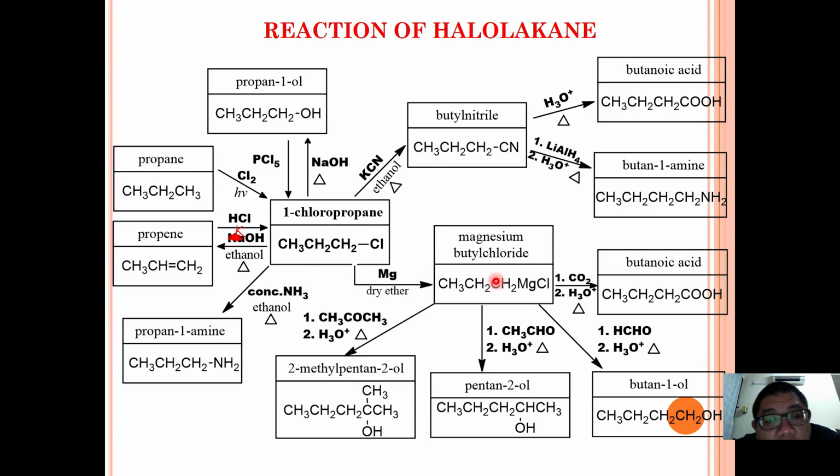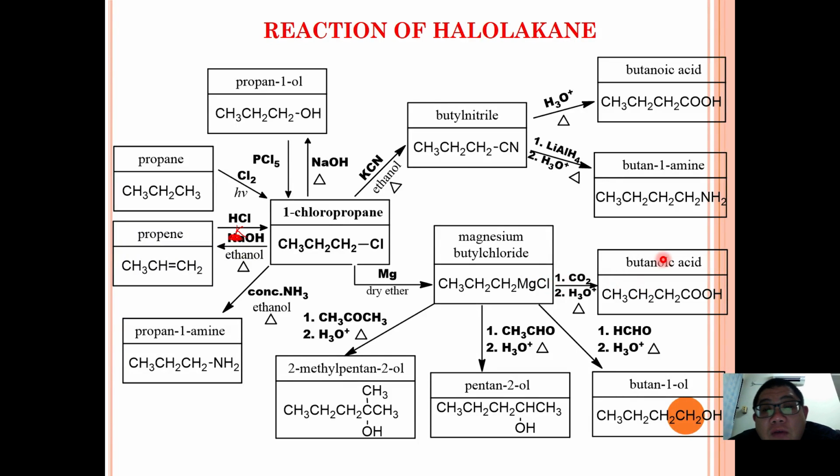So this is a Grignard reagent, and Grignard reagents, if you use them properly, can be used to synthesize different classes of alcohol. If you use methanal, you can form butan-1-ol. If you react with ethanal, you can form pentan-2-ol, which is a secondary alcohol. And if you react with propanone, you can form 2-methylpentan-2-ol, which is a tertiary alcohol. And eventually when you react with carbon dioxide followed by hydrolysis, you form carboxylic acid, especially butanoic acid, okay.